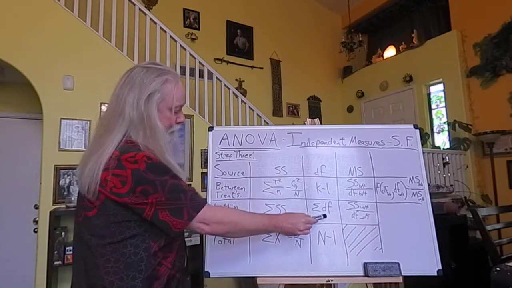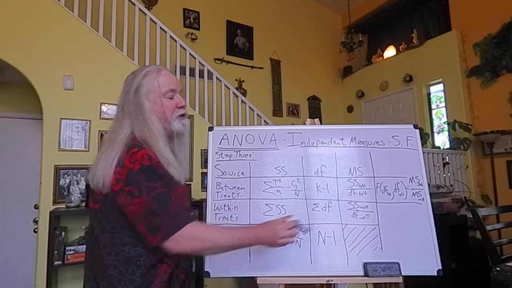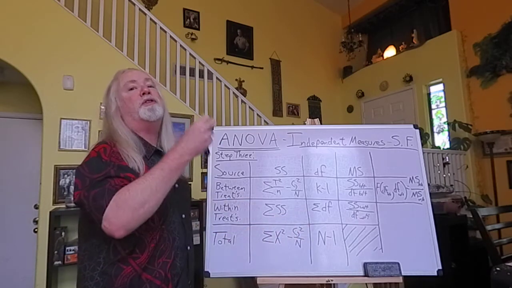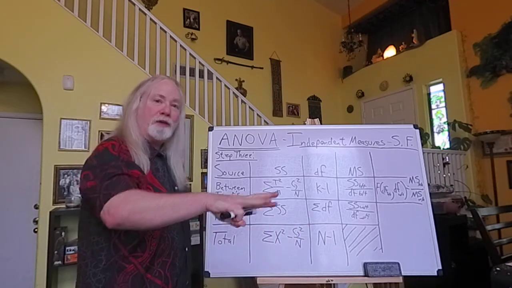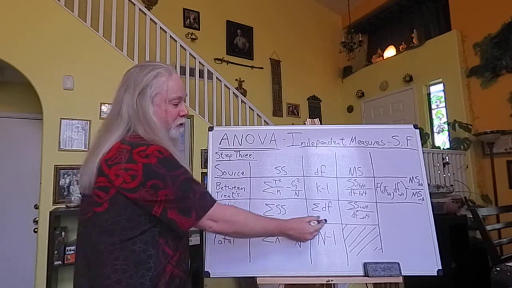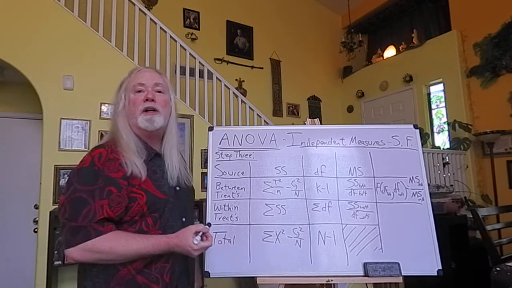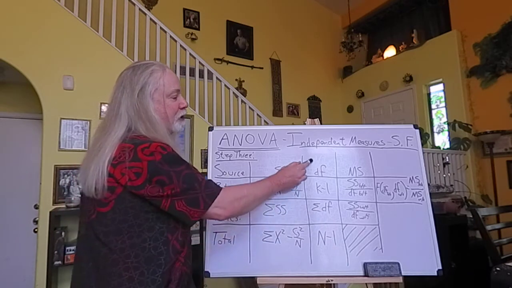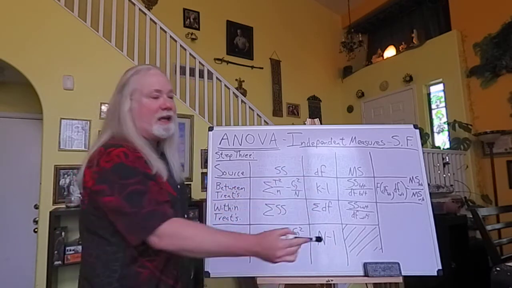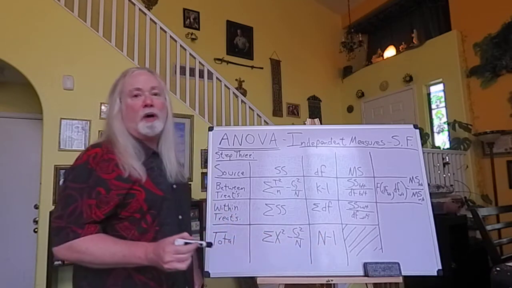Down here, degrees of freedom for within treatments, degrees of freedom for the first sample, plus degrees of freedom for the second sample, plus degrees of freedom for the third sample. So just like the box next to it, add up all three sums of squares. Over here, add up all 3 degrees of freedom. And then lastly, degrees of freedom for the entire study, capital N minus 1.